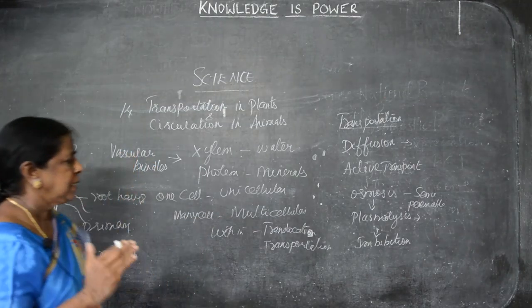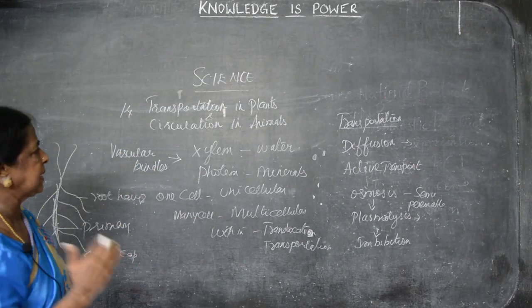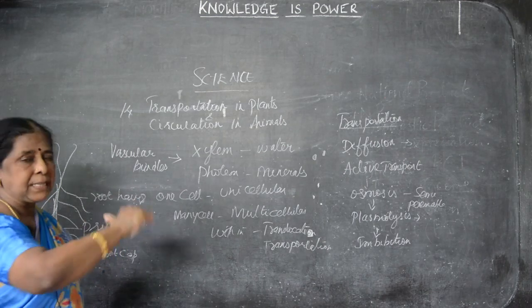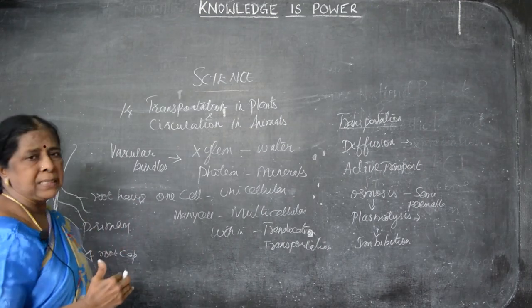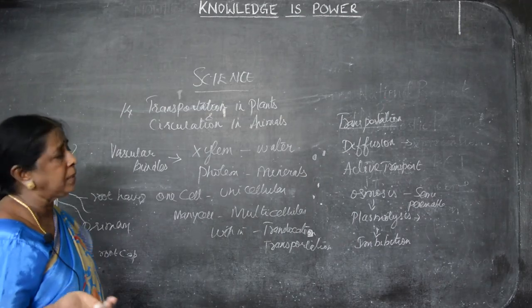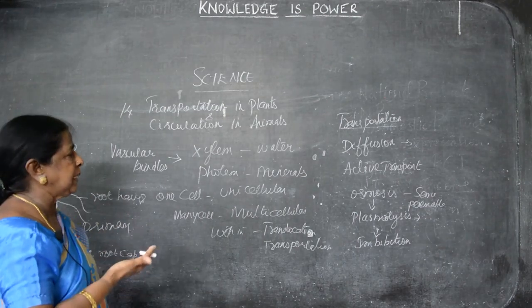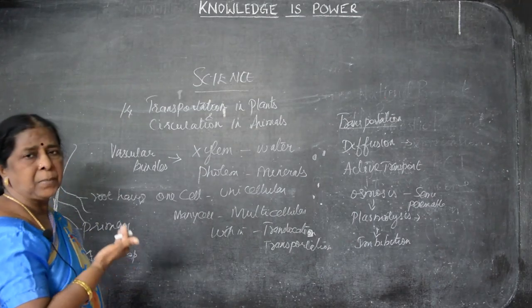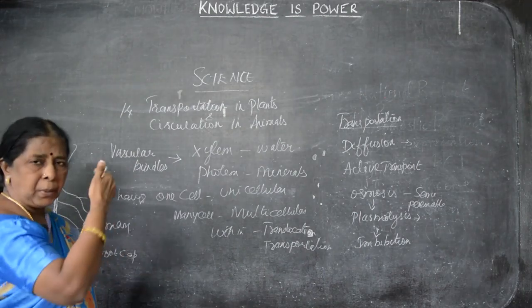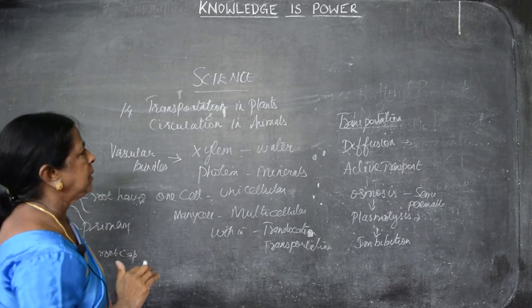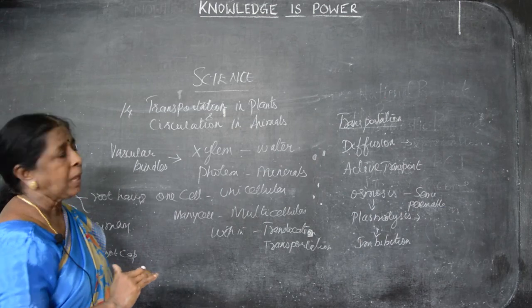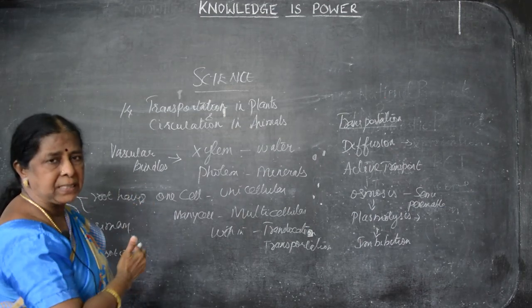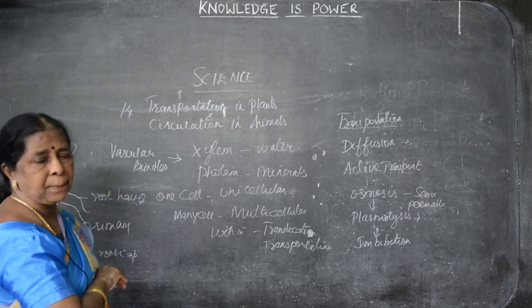So first I said translocation. What does translocation mean? Within the cell, it is food, water and minerals. Food is nothing else but carbohydrate. Water, minerals, everything is transported through the xylem and phloem vessels to all parts of the plant. That is known as transportation, translocation. This process occurs within the cell, that is translocation.